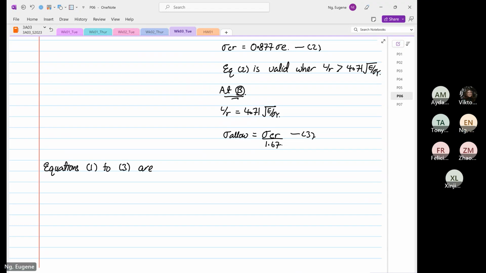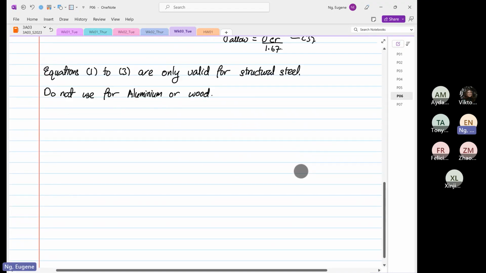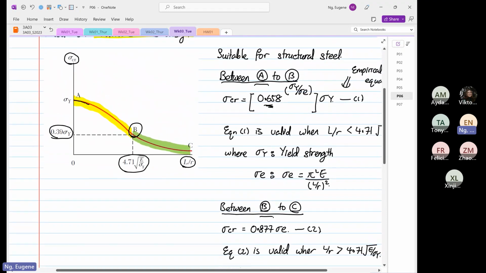are only valid for structural steel. Do not use them for aluminum or wood, which are the two most common materials around. For aluminum or wood, you go to your textbook and you will come across a different set of equations. That's it. Let's do another example by using equations 1 to 3.